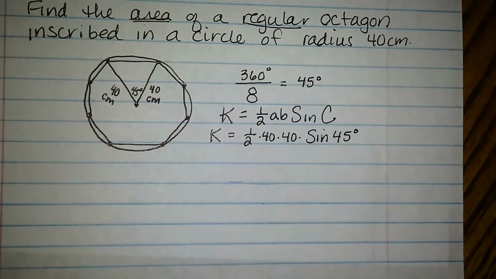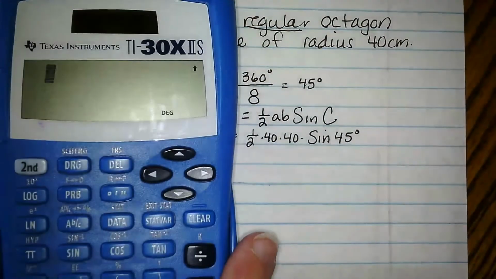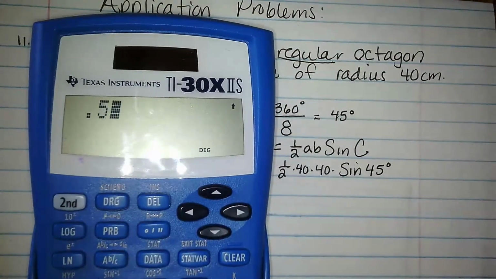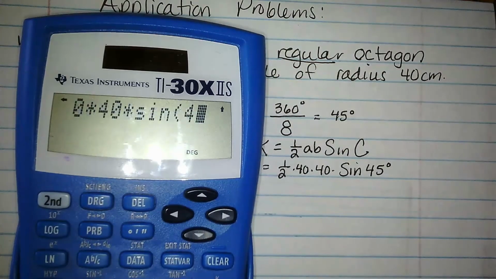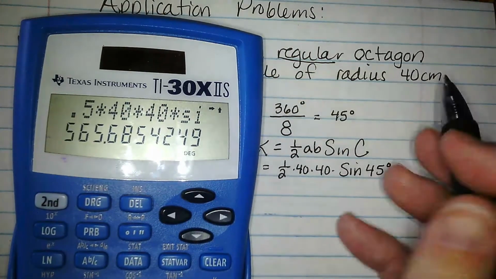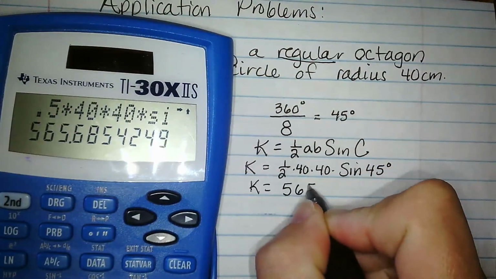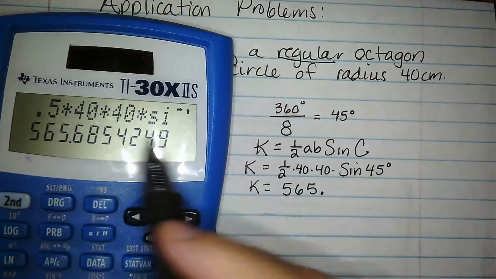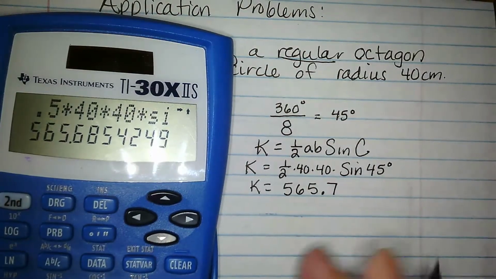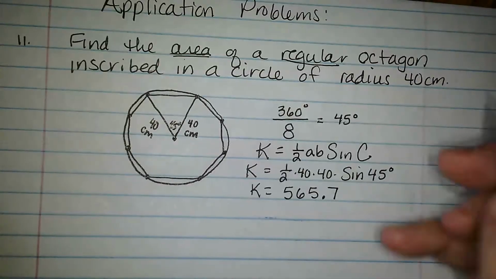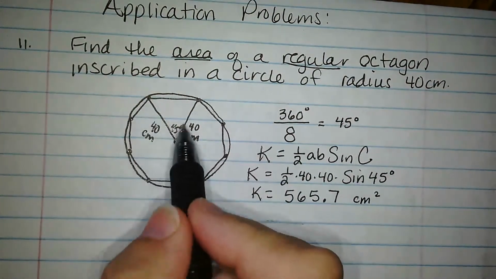So I'm going to grab my calculator and do some fancy work here. So I've got 1/2 times 40 times 40 times the sine of 45. And I'm getting approximately 565.7. Okay, and that's in square centimeters. But this is just for one triangle. This is one of them.